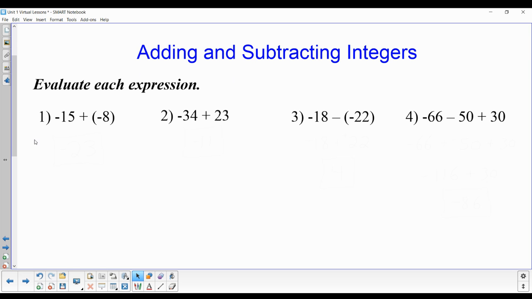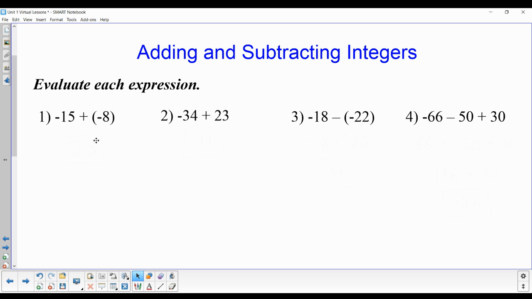So for problem number 1, when you are using your rules, you want an addition sign. And problem number 1 has an addition sign. Then I have to look and see if the signs are the same or different. These signs are the same. And when the signs are the same, that means all the tiles are the same, they're all negative. Or it could mean, if you're using a number line, that you're going left 15 places and then left 8 more places. You are combining, you're going left a total of 23 spaces.